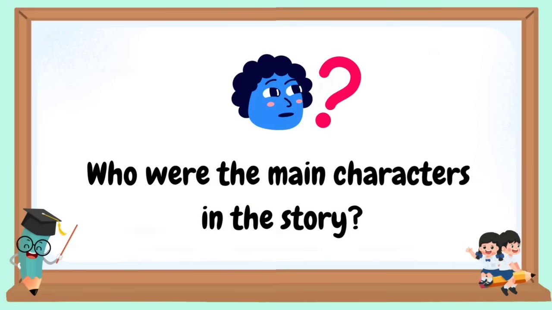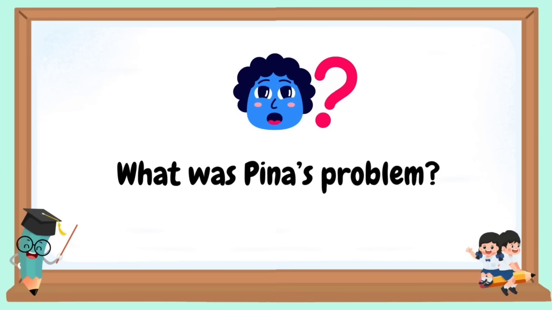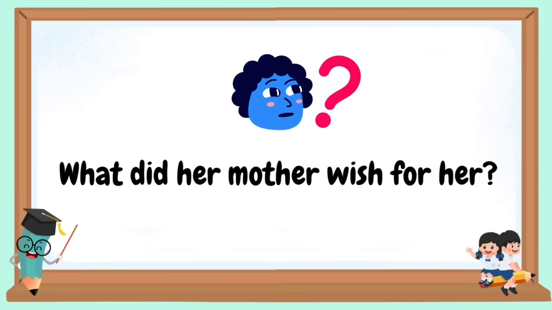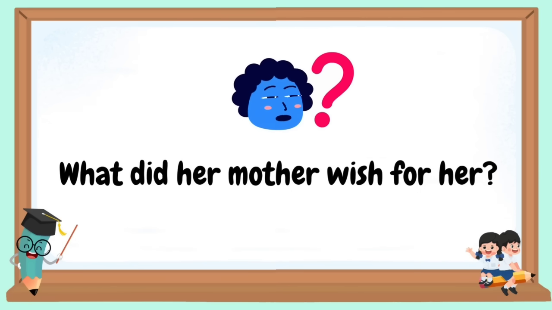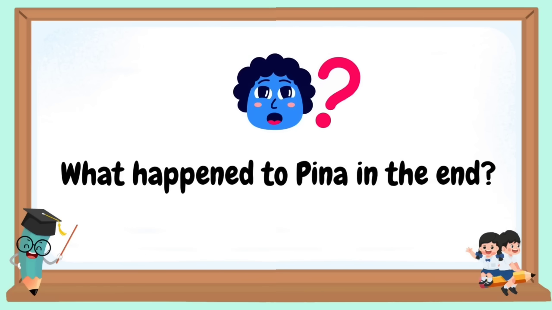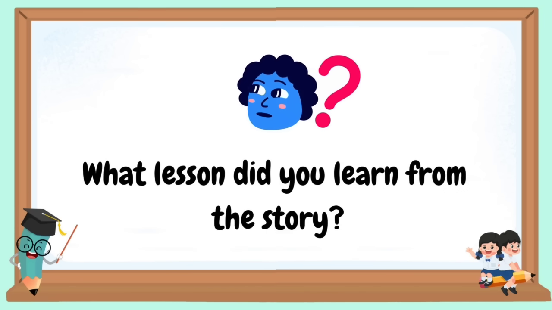Who were the main characters in the story? What was Pina's problem? What did her mother wish for her? What happened to Pina in the end? What lesson did you learn from the story?